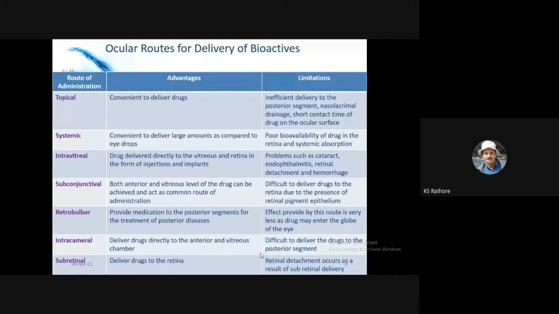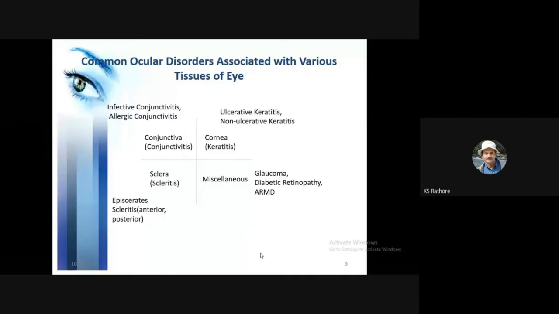The next route of administration is subconjunctival. Both anterior and vitreous levels of the drug can be achieved, and the episcleral route of administration. But the limitation is that it is difficult to deliver the drug to the retina due to the presence of the retinal pigment epithelium. In retrobulbar injection, this provides medication to the posterior segment for the treatment of posterior diseases like glaucoma or age-related macular degeneration. But the limitation is that the drug reaching that part is very low.